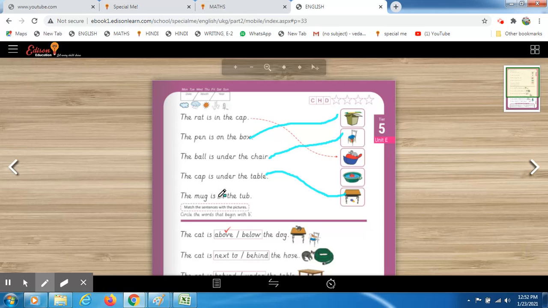Mug is in the tub, है ना. Where is the mug? The mug is in the tub. Now see the picture, which one is the correct? See, there is a tub, है ना. This is the blue tub. This one is the correct picture. You have to match it. Okay, fine. So the first half of this page is covered.